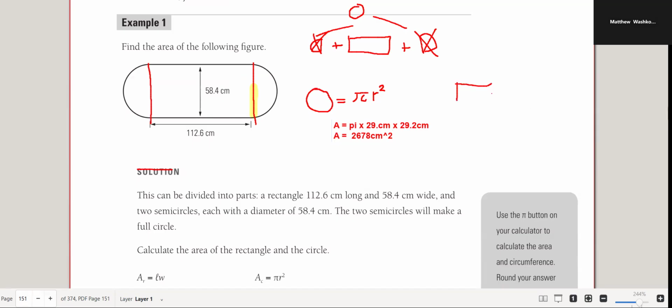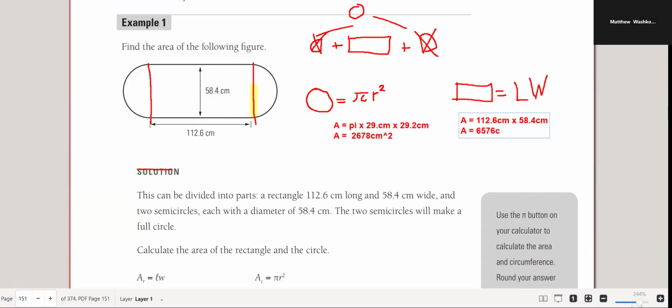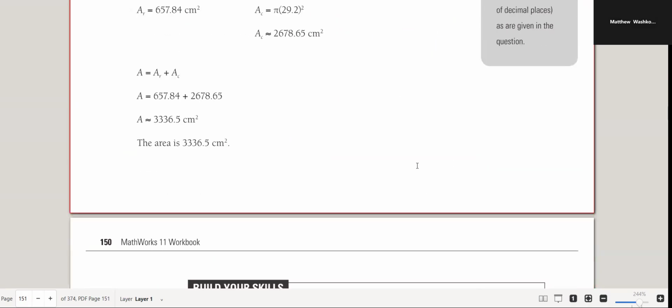Now let's do the rectangle. Well, rectangle is pretty easy, right? Area is just length times width. So my area equals my length, which is 112.6 centimeters, times my width, which is 58.4 centimeters. Multiply those together. I'm going to get 6,575. I'm going to round that up to 76 and just leave it easy. So 6,576 square centimeters. Now, down here below, they're going to give you some decimals.